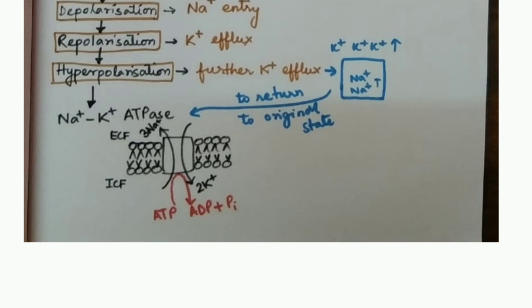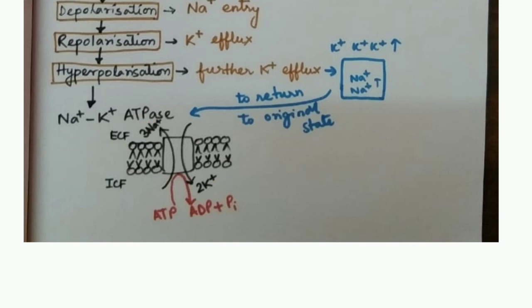What is this pump doing? This pump is restoring the original state by pumping out 3 sodium ions and pumping in 2 potassium ions at the expense of ATP. So this in turn is restoring the normal ion distribution in the cell.